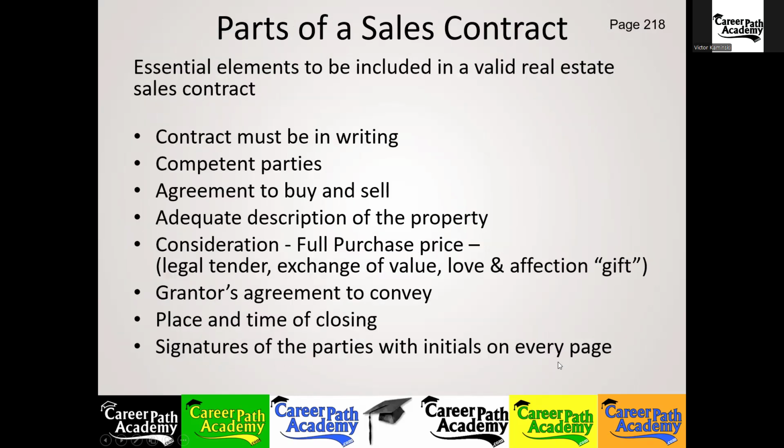And here are some of the essential elements that are required to be in any valid contract. Contract has to be in writing for the purchase or sale of any real estate. You have to have competent parties, an agreement to buy and sell, an adequate description of what's being sold. The consideration has to be fully stated. The grantor's agreement to convey the property, the place and time of closing, although that can fluctuate, and the signatures of the parties with initials on every page.